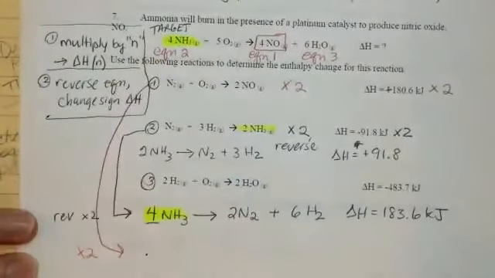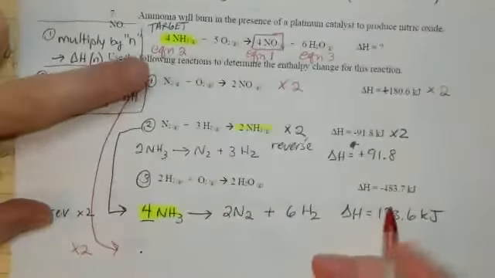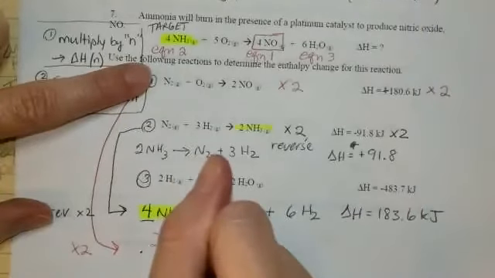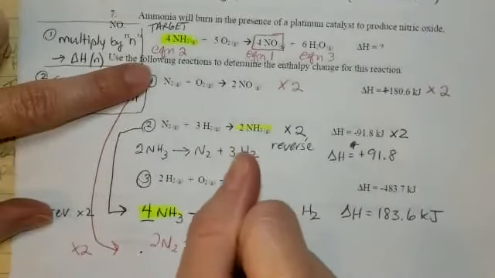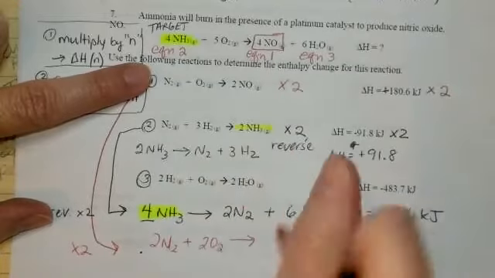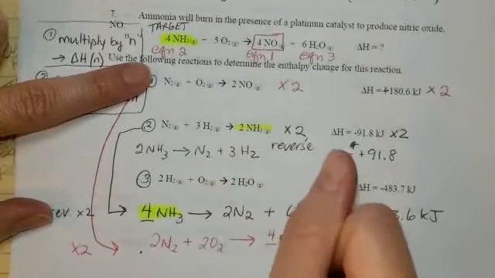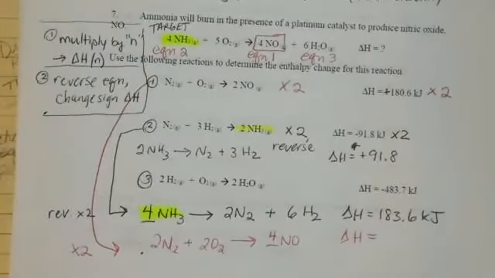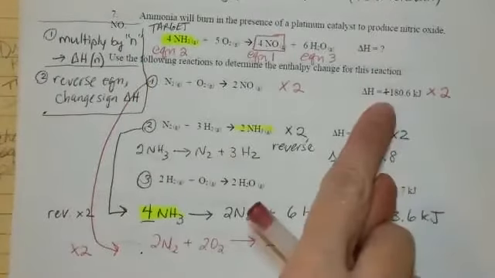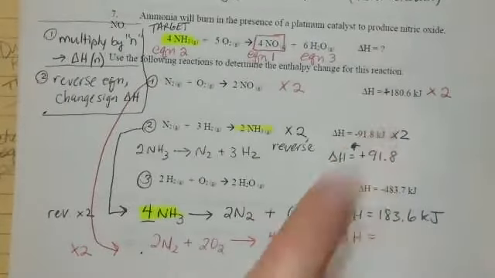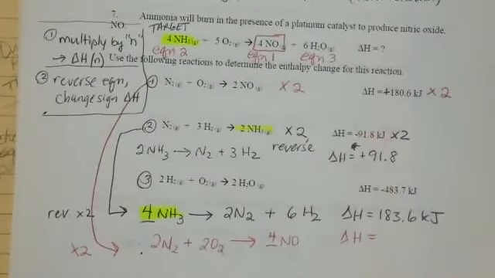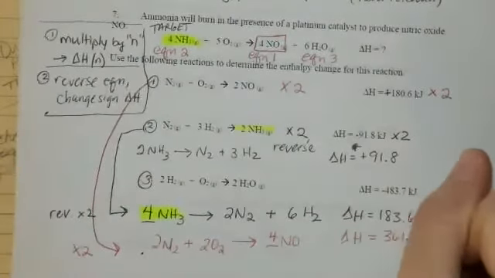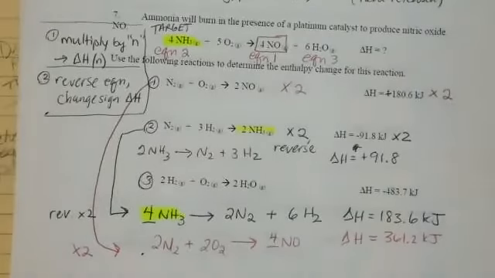So multiplying by 2, instead of 1 nitrogen, I have 2 nitrogens. 1 oxygen becomes 2 oxygens. And then on the product side, 2 nitrogen monoxides becomes 4. And my delta H is going to be twice what I had. It wasn't that I changed the sign; it didn't show up clearly. It was a positive 180.6 times 2. So I get 361.2 kilojoules. All right, so I just multiplied that delta H by 2.